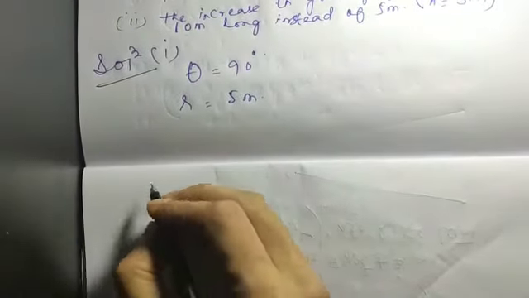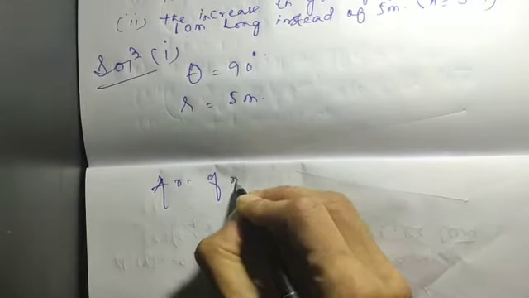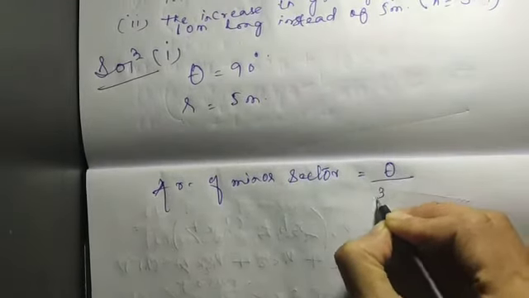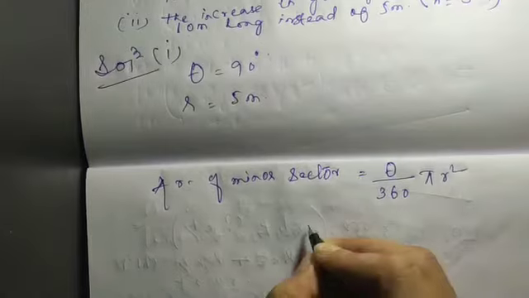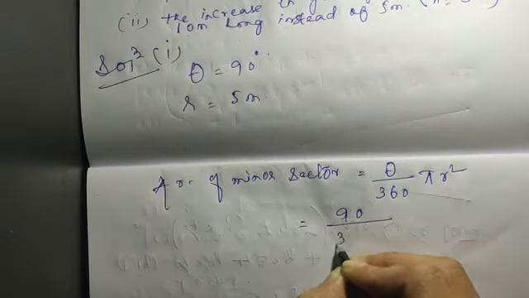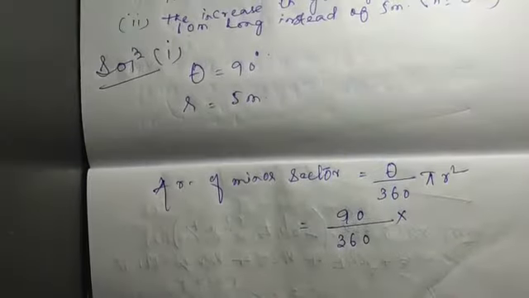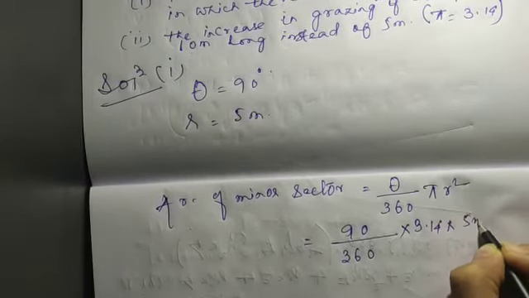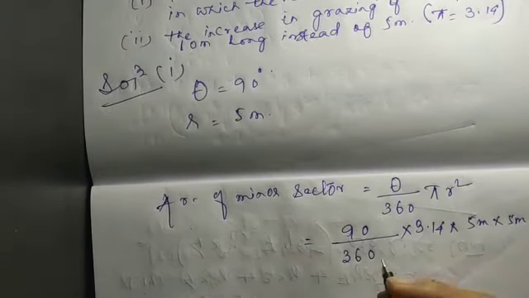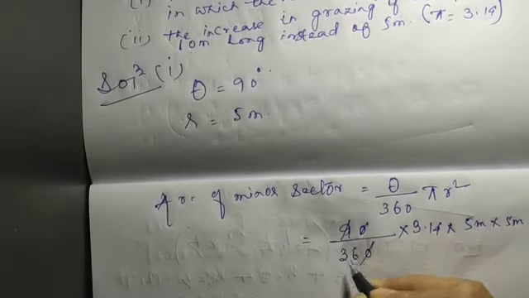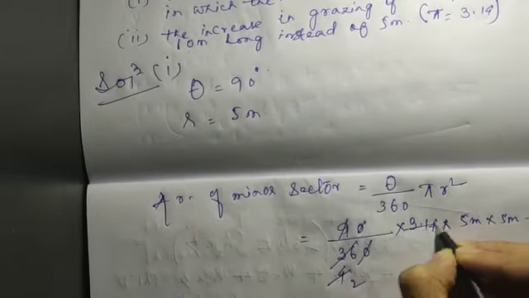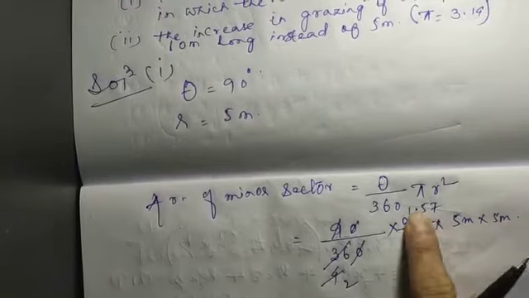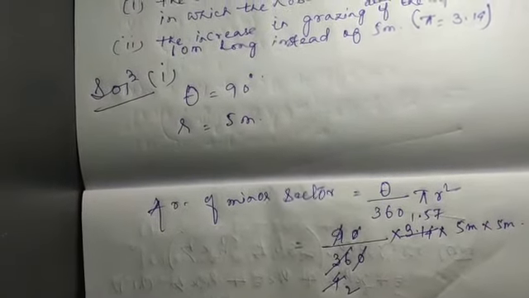Area of the minor sector is theta by 360 pi r square. Theta is 90, given by 360. Pi they asked us to take as 3.14. So taking 3.14, and the radius is 5 meter, 5 into 5 meter. Now the zeros cancel. 9 4s are 36, 2 2s are 4, so we get 1.57. Let us multiply 5 5s are 25. 25 into 1.57, let's see how much we get.